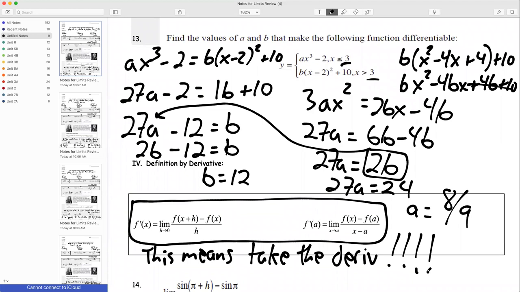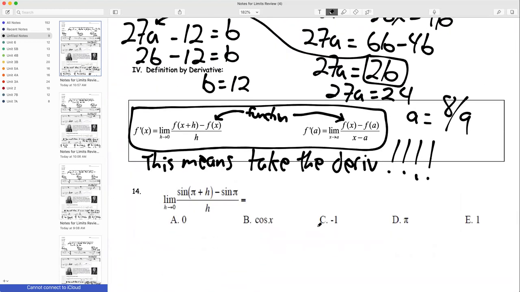So anytime you see the limit as h goes to 0, my function is right here. If you see the limit as x goes to a of f of x minus f of a over x minus a, that means take the derivative and the function is right there. It's in the numerator before the negative sign. Here it's in the numerator after the negative sign.